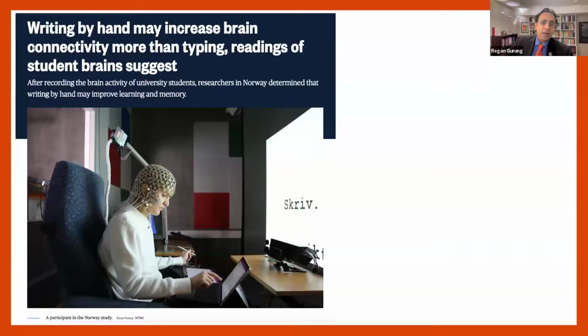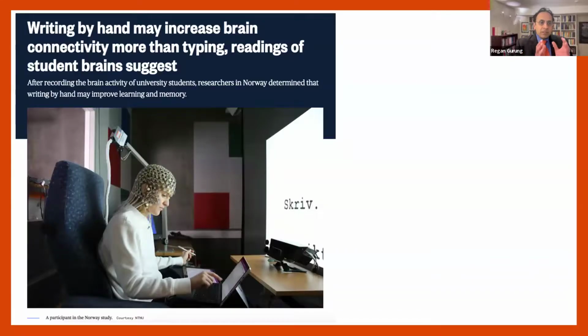That was followed by a bunch of studies that essentially didn't replicate those findings. Most recently, Uri et al. did a meta-analysis and could not replicate the Mueller-Oppenheimer findings. And then here's a twist, right? Some studies out in Norway seem to suggest that writing by hand may actually increase brain connectivity, right?